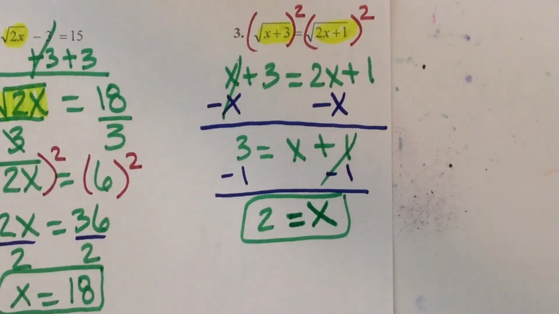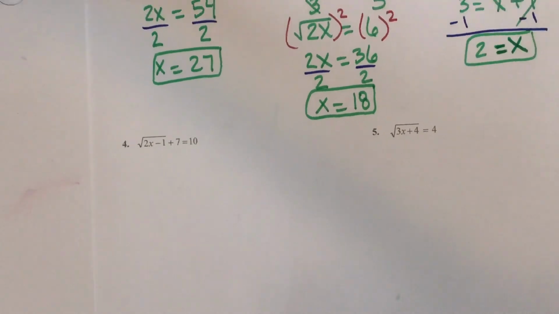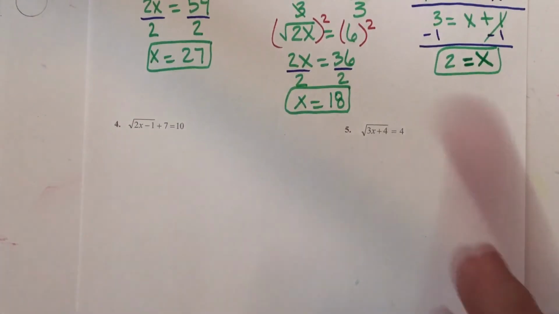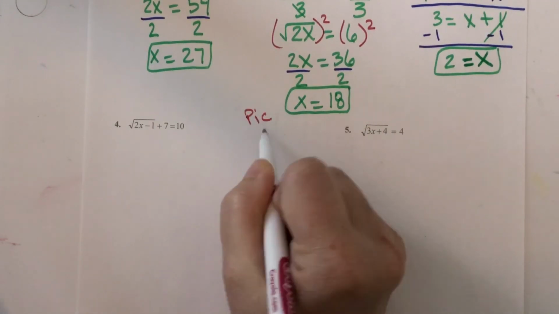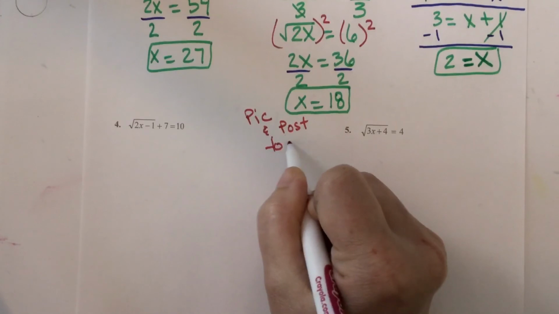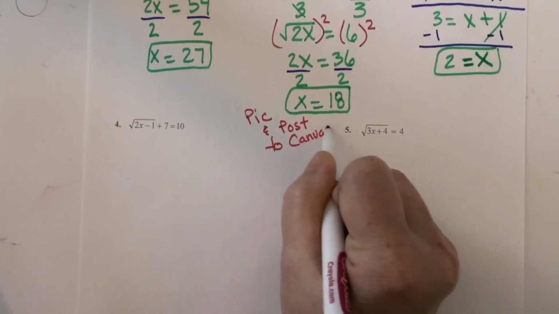Okay, so what I'm asking for you to do for me is number 4 and number 5. So I want you to work these out, take a picture of your work, and post to Canvas. And then you'll be done with my class.